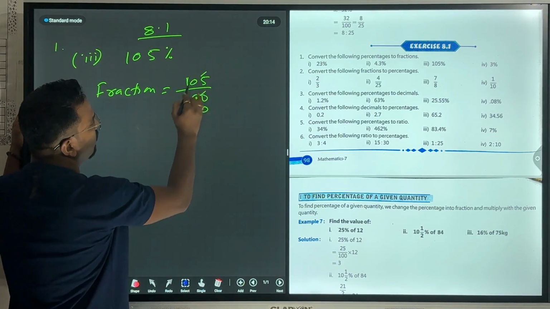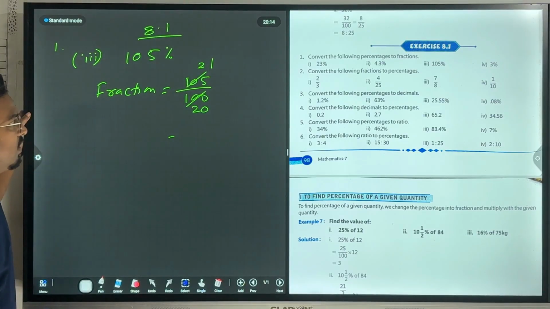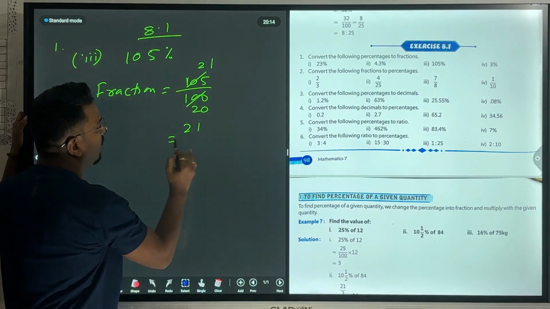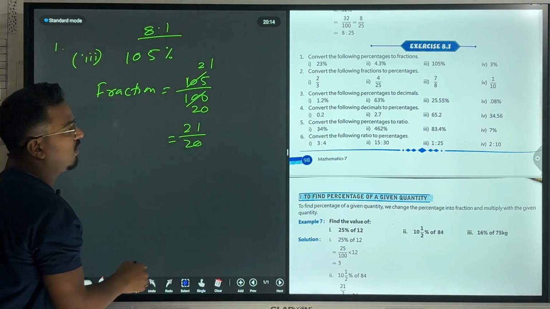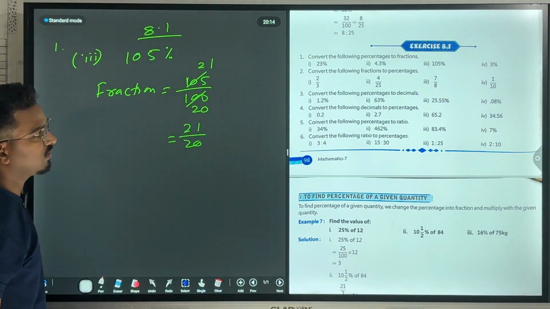5 into 20, 5 into 21. Can you cancel any more? No, you cannot cancel. So, our answer will be 21 by 20. Okay. This will be our final answer. The fourth one you do by yourself.